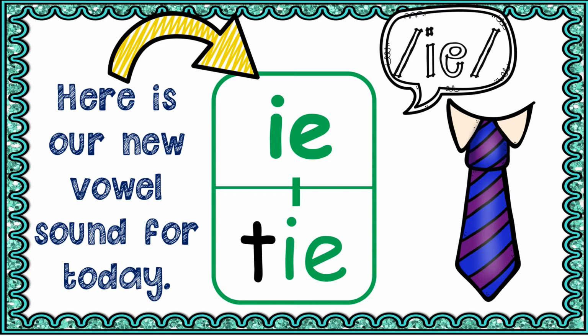Now your new spelling for the vowel I, this is going to be the IE and it's going to say I. So this is the long vowel I. So far we've had the long vowel with the sneaky E or the magic E that makes it say its name. And now we're going to look at the IE that says I. So this is tie.